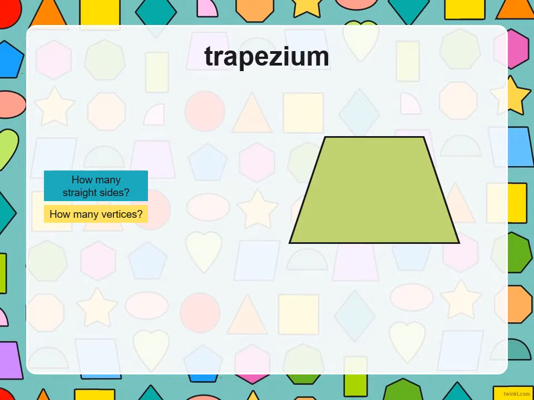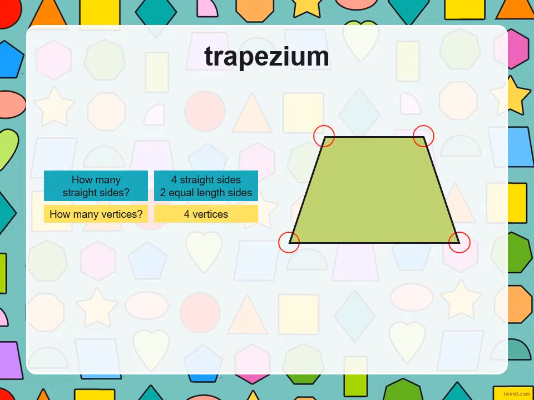Our trapezium. How many straight sides and how many vertices? Let's take a look. 4 straight sides, 2 equal length sides, and 4 vertices.